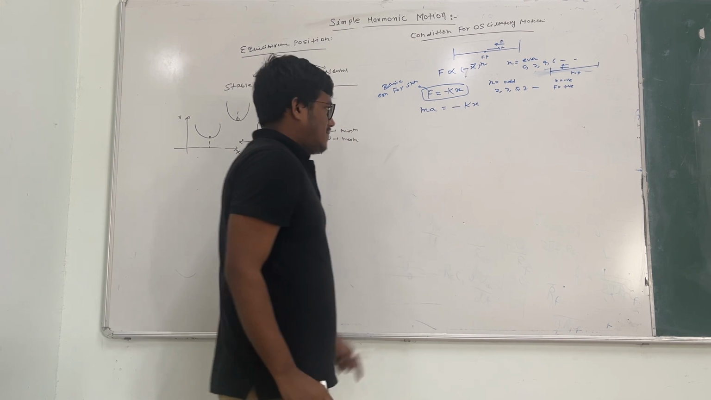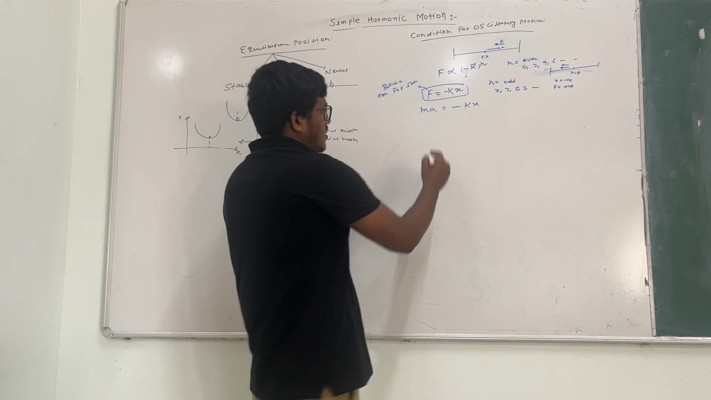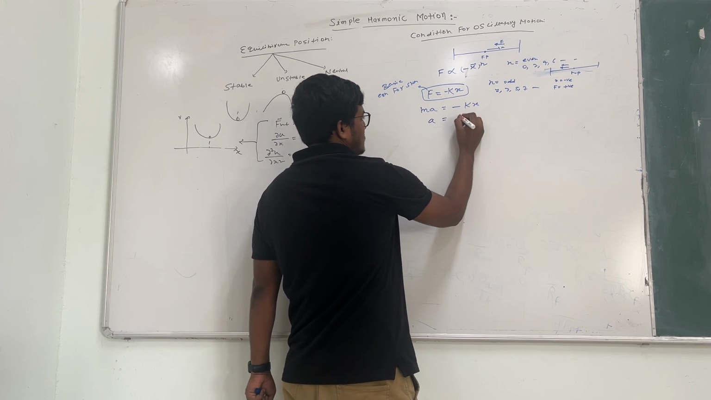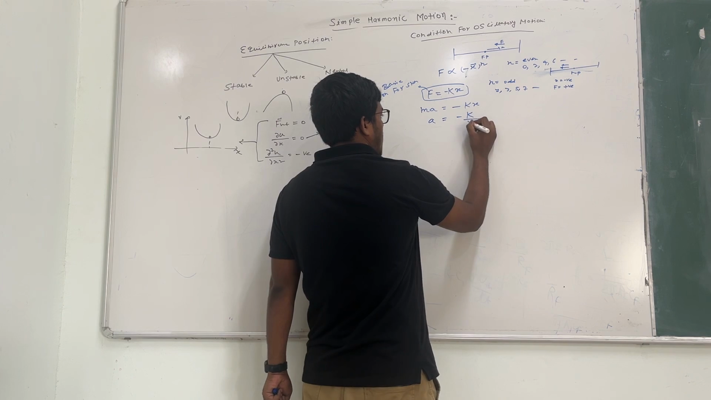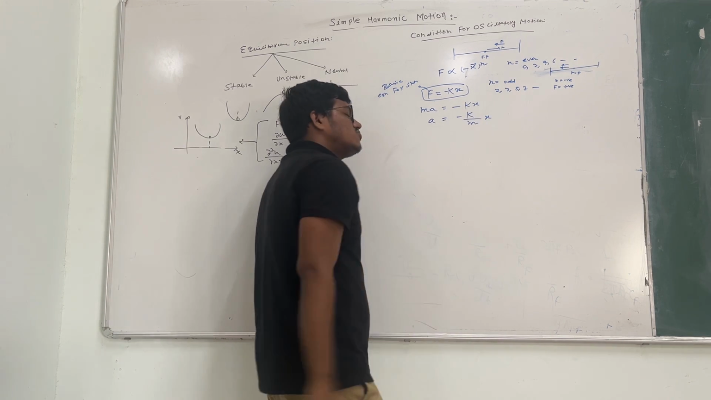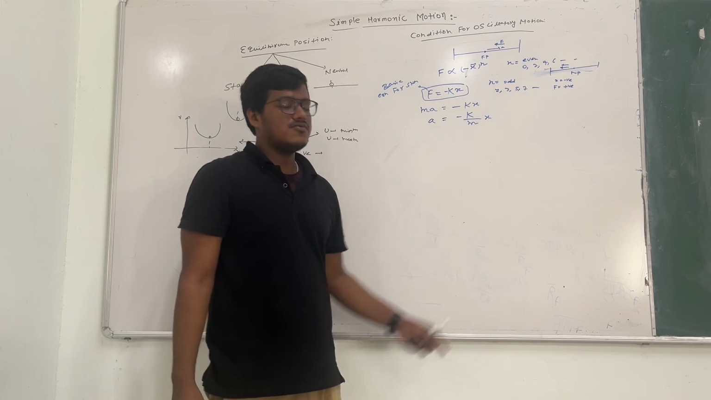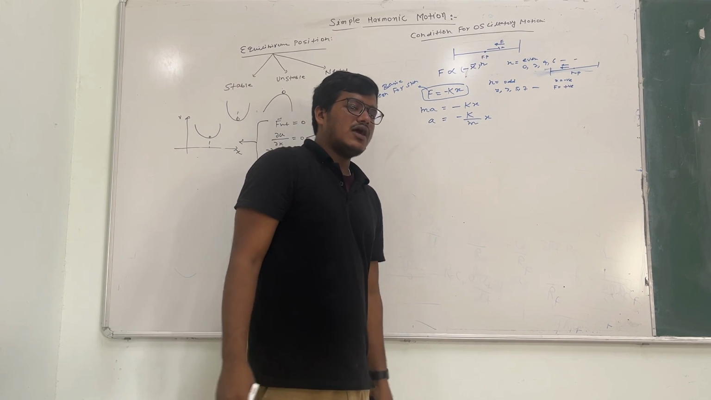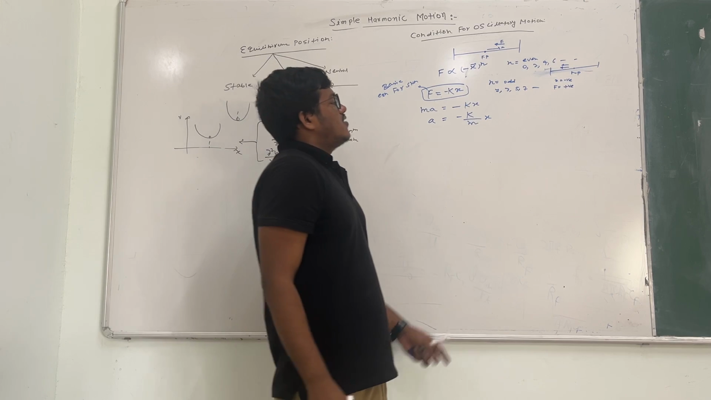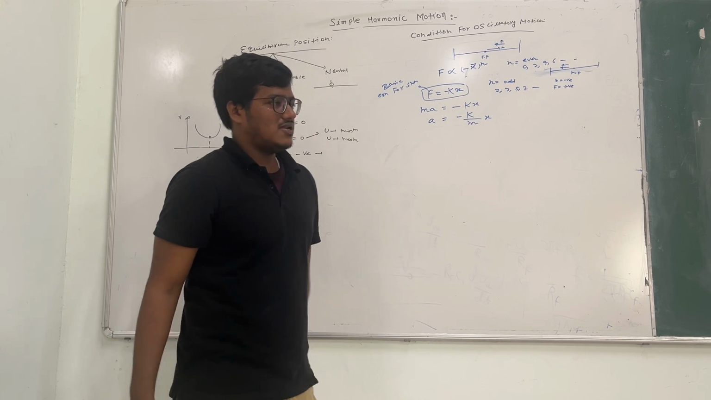Now my aim is to calculate acceleration from here. If you calculate acceleration, this will be nothing but k upon m into x. Here k is also some kind of constant and m is also some kind of constant. So we are going to replace this k by m with another constant, and it is known as omega, the angular frequency. We'll see what angular frequency is in the next session.